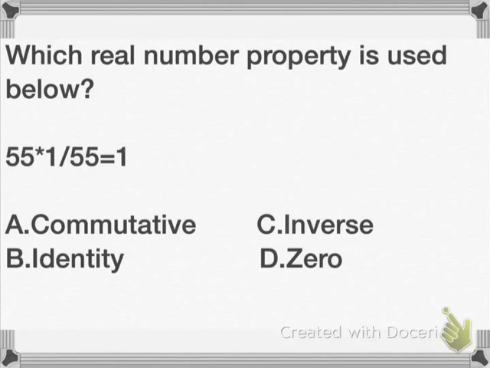Which real number property is used below? 55 times 1 over 55 equals 1. A. Commutative. B. Identity. C. Inverse. D. Zero. In this operation, we are multiplying 55 by 1 over 55 to get 1. How are 55 and 1 over 55 related, you may ask? Well, 1 over 55 is 55's reciprocal. Multiplying a number by its reciprocal will always result in 1. The inverse property of multiplication is the property used in this example.